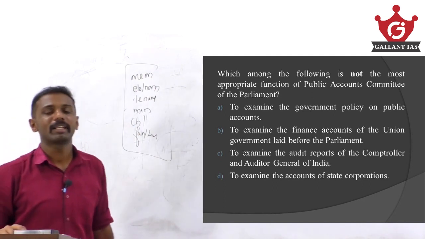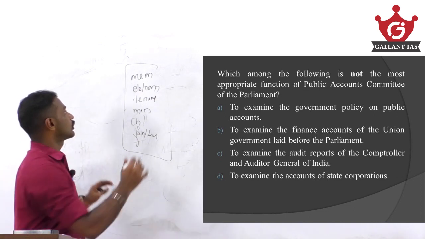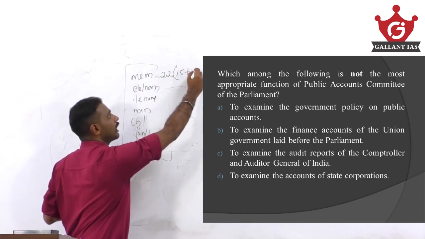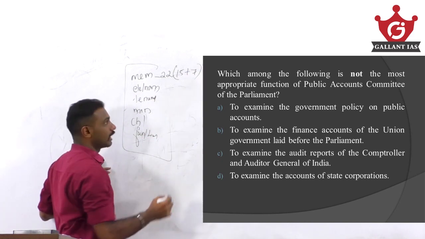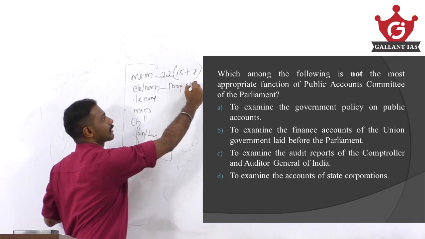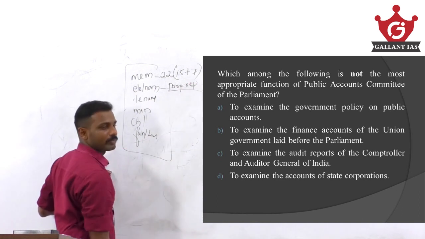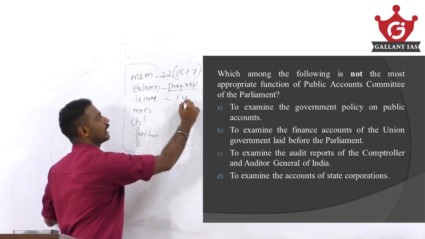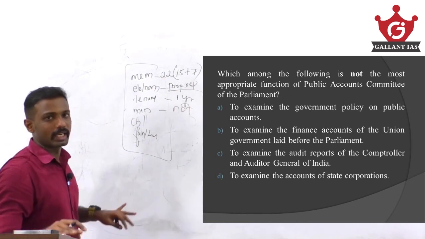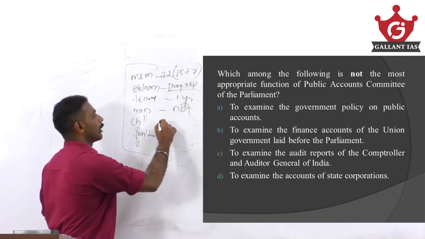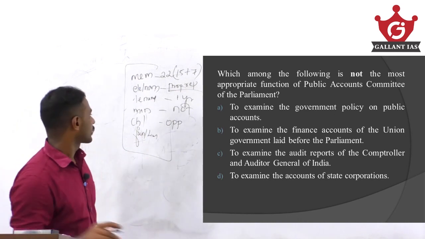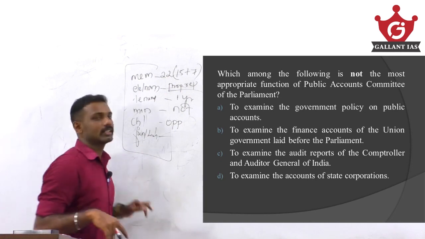So regarding the Public Account Committee, it consists of 22 members. That is 15 from Lok Sabha and 7 from Rajya Sabha. They are elected through a system called proportional representation by means of single transferable vote. Tenure is 1 year. A minister cannot be a member. And normally a member of the opposition is appointed as the chairman. They have various functions as well as limitations.